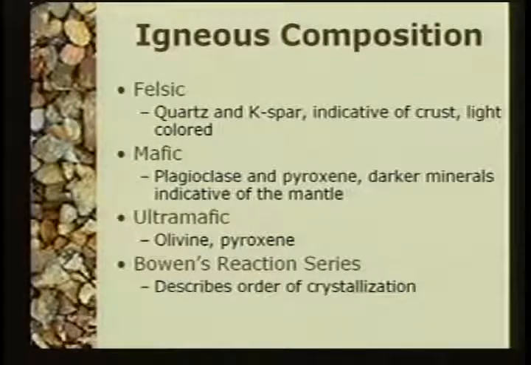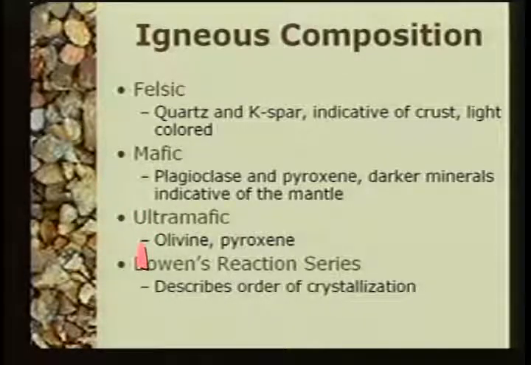There are many different words that can be used to describe the composition of igneous rocks, but the most basic are felsic. This is when we have light-colored minerals, quartz and potassium feldspar. Felsic rocks are more indicative of crustal rocks. Mafic rocks are our darker minerals. They are also more dense. They're heavier. We have plagioclase and pyroxene. These rocks are indicative of the mantle.